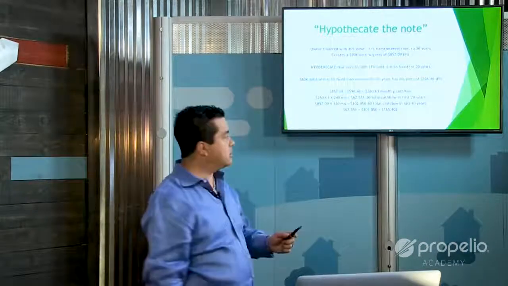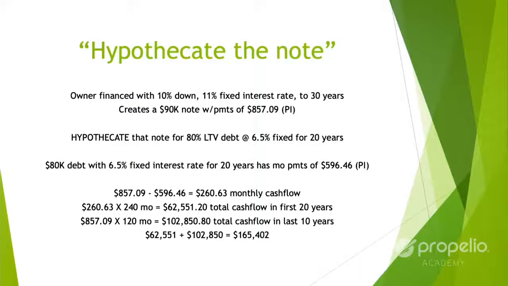However, this creates a cash flow of $260 per month. You go ahead and take $260.63 per month, multiply that by 240 months, and you've created a total cash flow of $62,551.20 for the first 20 years.